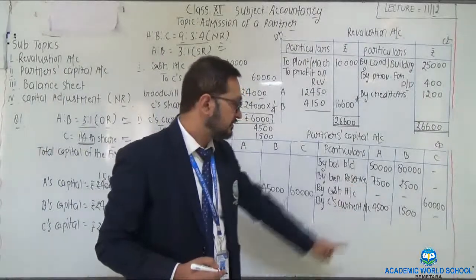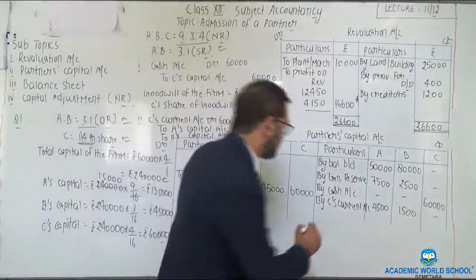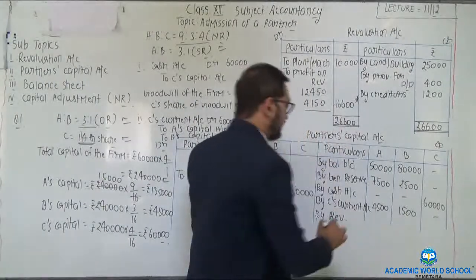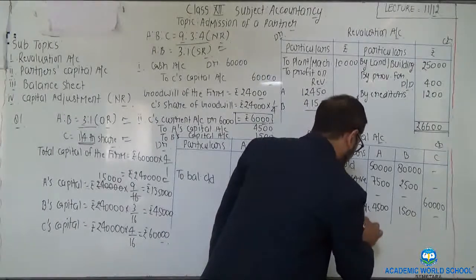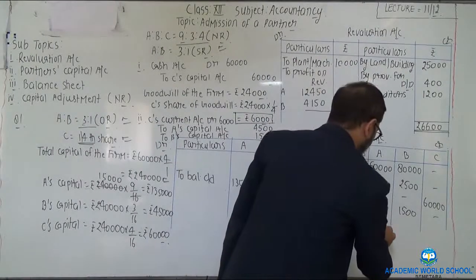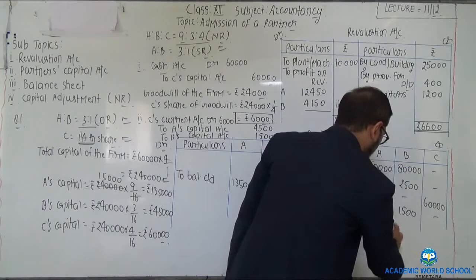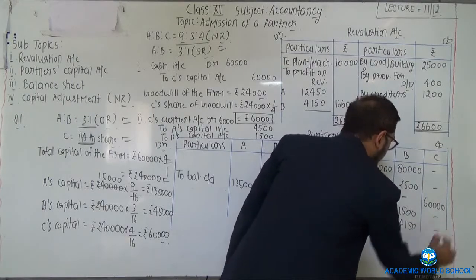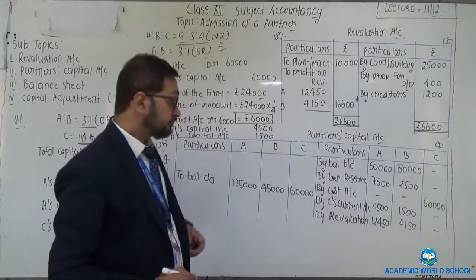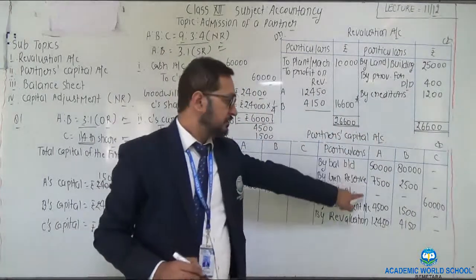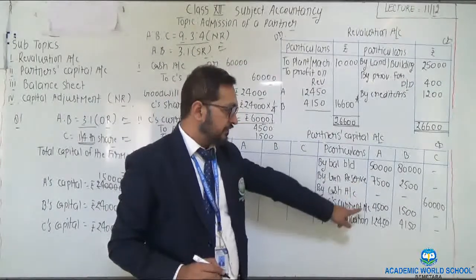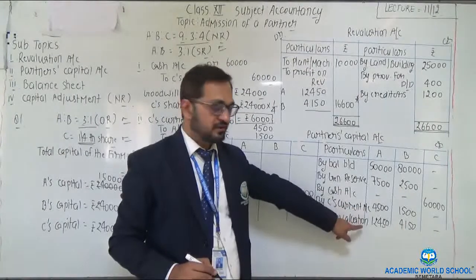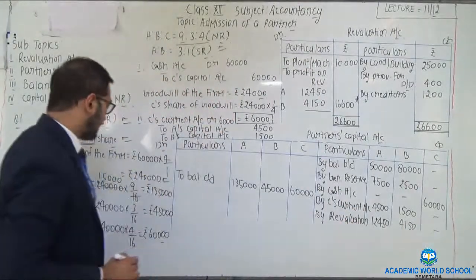One item is left, that is the profit on revaluation. So write "By revaluation account", the amount is 12,450 and 4,150. Clear? Now make the total: 57,500, 62,, 74,450.